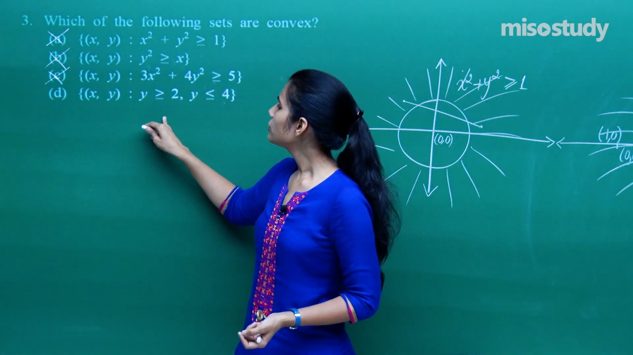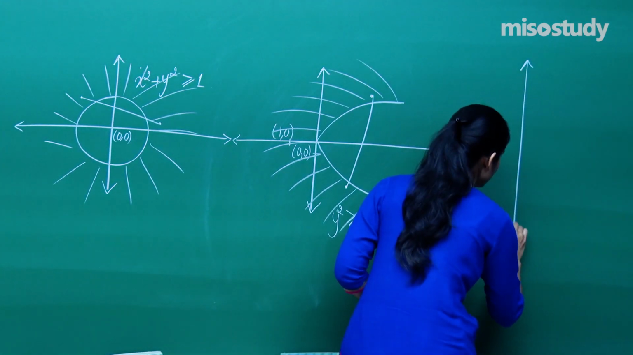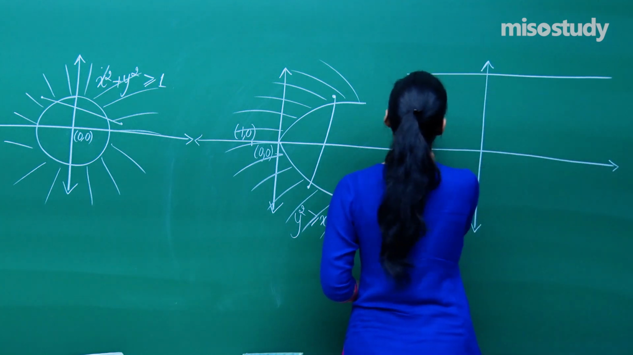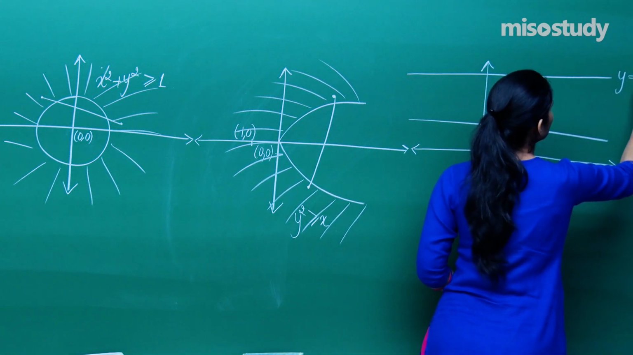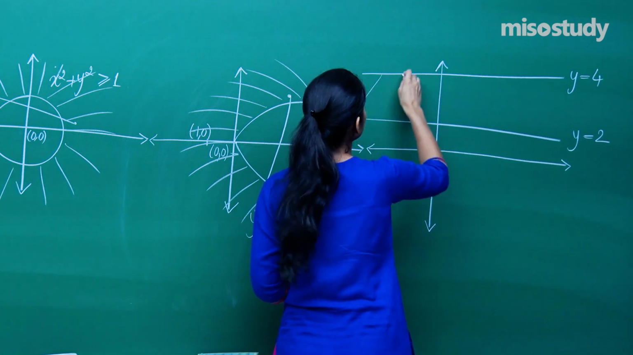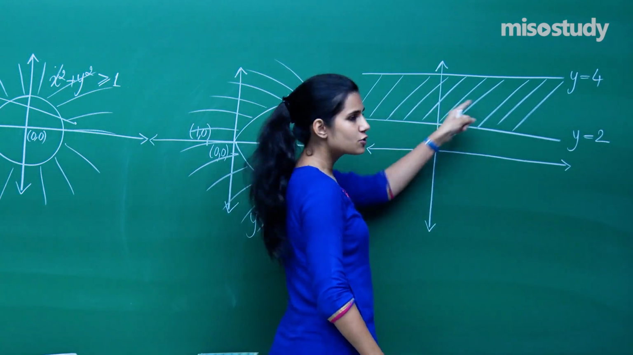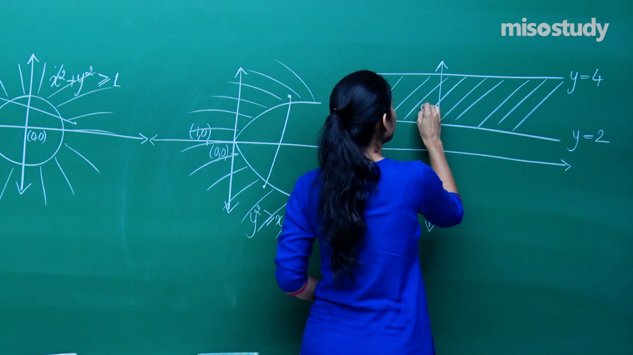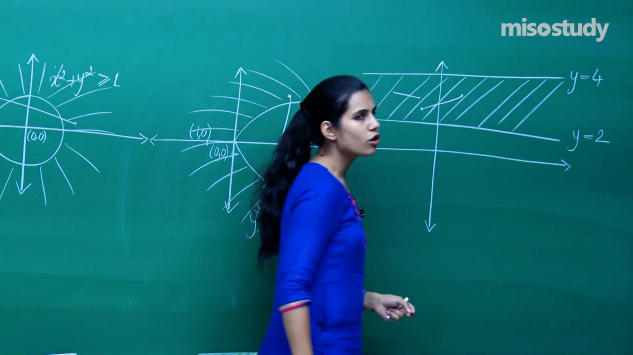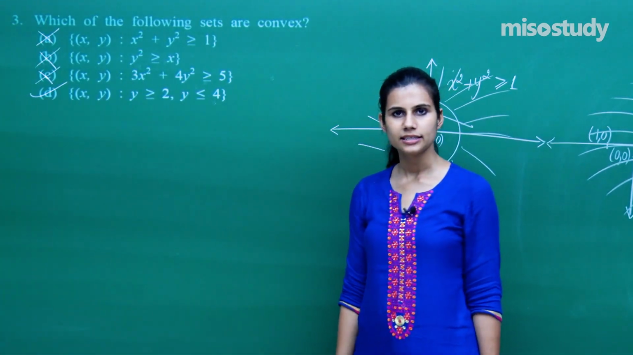If I talk about this set which is y is greater than or equal to 2 and y is less than or equal to 4. Say this is y equals 4 and this is y equals 2. I am saying y is less than or equal to 4 and y is greater than or equal to 2. Basically I am talking about this region, including these 2 lines and everything in between. So here if you take any 2 points in the shaded region, the line segment joining them is always going to lie in this shaded region, and therefore the region represented by D is yes a convex set.